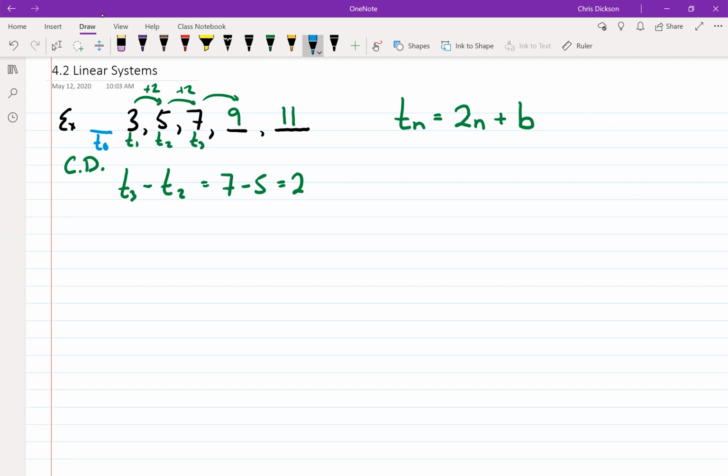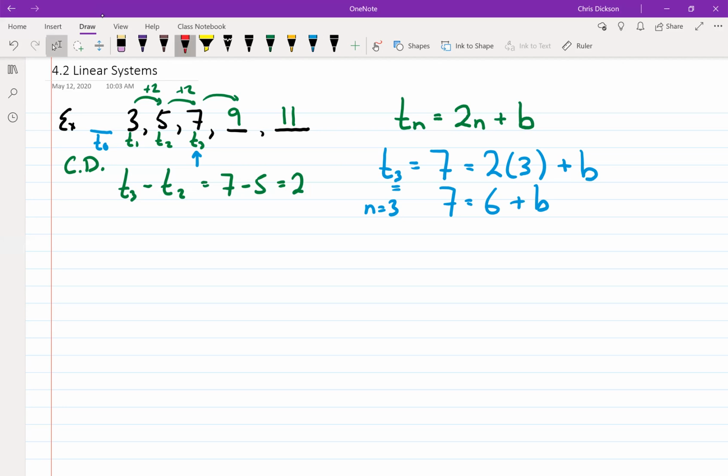So let's take term 3. We can use algebra to solve this, and we would say that term 3 is 7. That's what it says in the pattern. That's term 3 right there, 7. And I'm going to go 7 equals 2n plus b. But if I'm looking for term 3, then my n value is 3. So I'm going to put a 3 in here. And so now I get 7 equals 2 times 3 is 6 plus b. Let's subtract 6 from both sides. So 1. And so I get b equals 1.